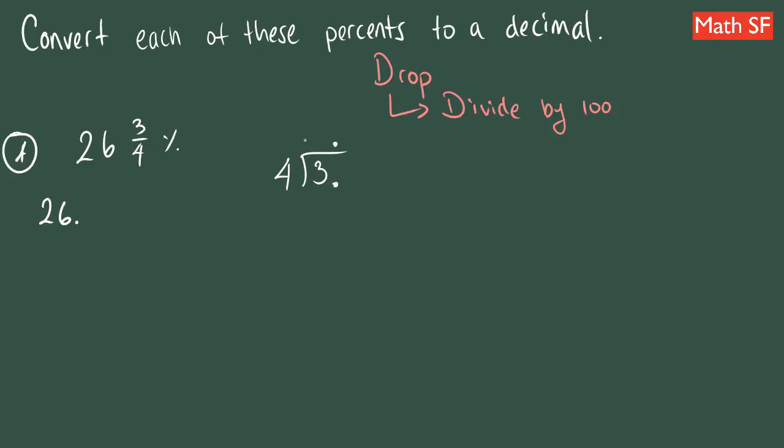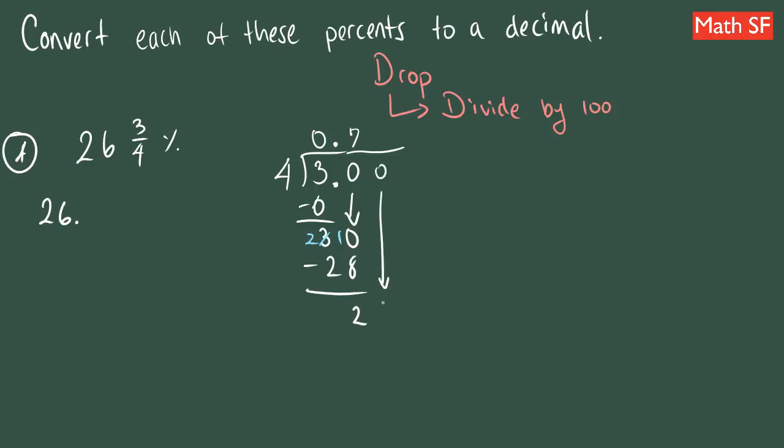So 4 goes into 3 0 times. 0 times 4 is 0. Subtract that, 3 minus 0 is 3. We have as many zeros here as we're going to need. And 4 goes into 30 how many times? That should go 7 times. 7 times 4 is 28. We subtract that, we have to borrow here, 10 minus 8 is 2, 2 minus 2 is 0. Now let's bring down another 0 here. 4 goes into 20 how many times? 5 times.